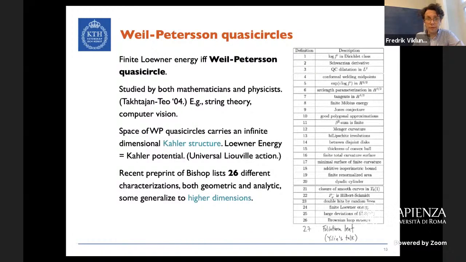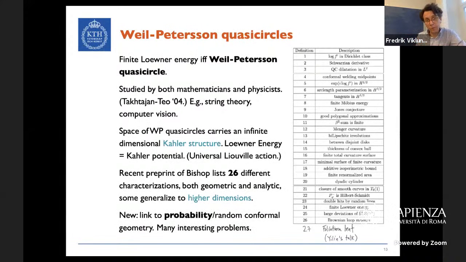And there's a recent preprint of Chris Bishop. So this diagram on the right here lists actually 26 different characterizations of Weil-Petersson quasi-circles, both geometric and analytic. And actually some even generalize to higher dimensions. So this is also an interesting developing story. But the point I want to make here is that this connection with random conformal geometry through these large deviation type ideas is a new thing, right? So this gives a link between probability and all these different descriptions.